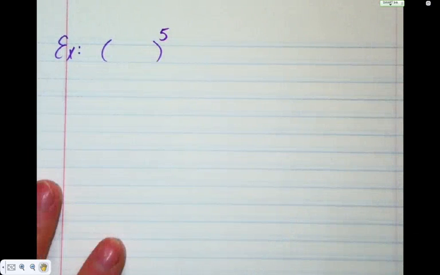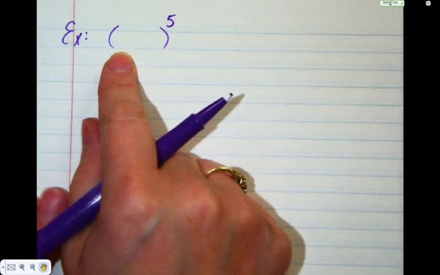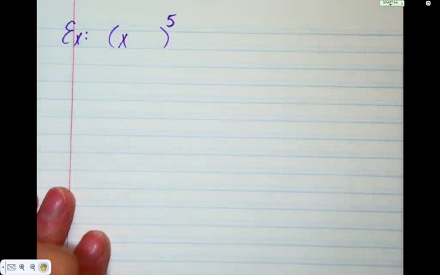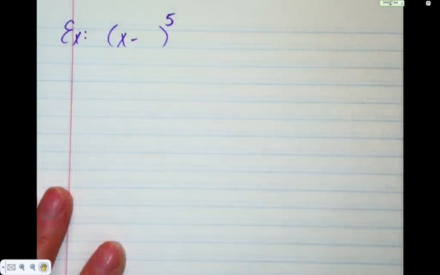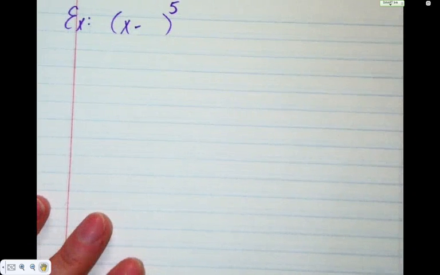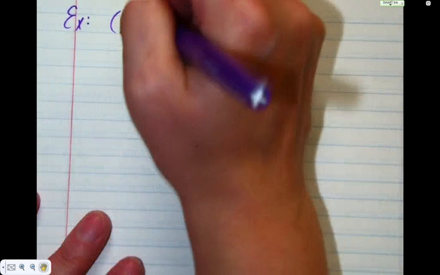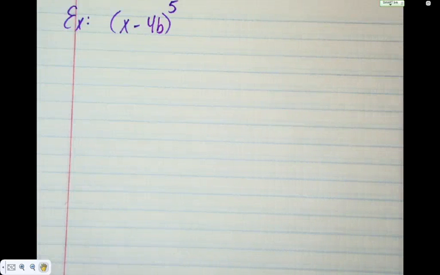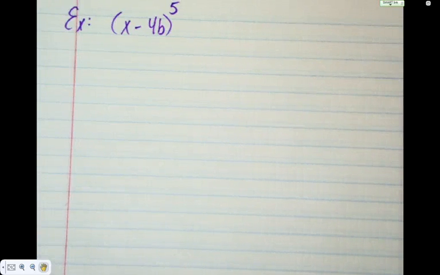What exponent would you like to do? 5. Sounds great. Give me the first term in the expansion. X. Way to branch out and challenge yourself. Okay, let's put a negative because they're a little bit harder. 4, and let's throw a b in there. Hey, why not? So it's not always going to be x and y. Let's do a b.